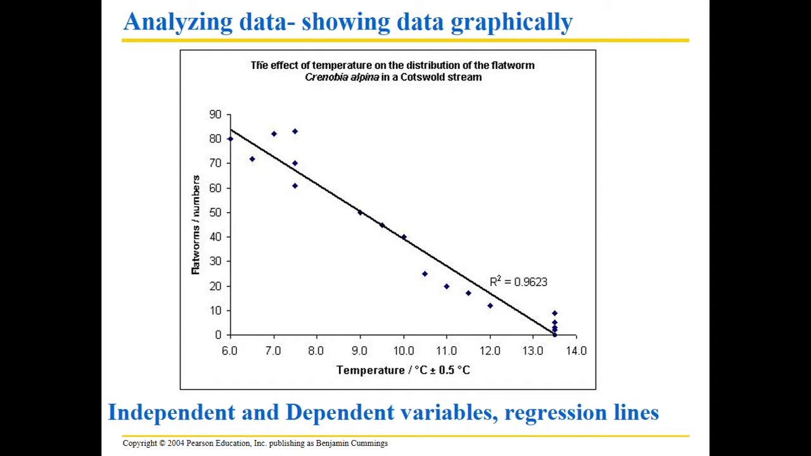If flatworm numbers went up as temperature went up, we would see a positive relationship, and the line would be going this way, and the data points would be around that line.